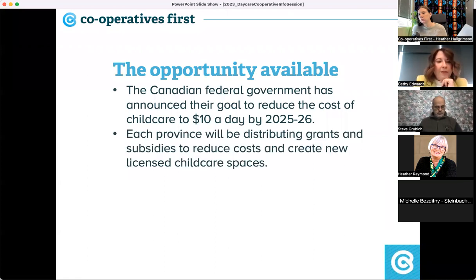So the goal of the federal government through these bilateral agreements is to create $10 a day childcare throughout the provinces and territories by the year 2025, 2026. So if you aren't connected to childcare, this is a huge impact to parents. Childcare fees can range upwards of $900 to $1,000 a month for infant care.